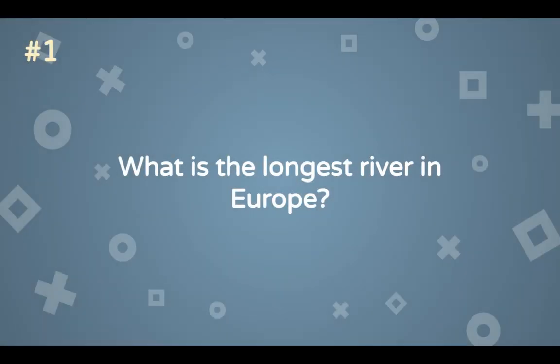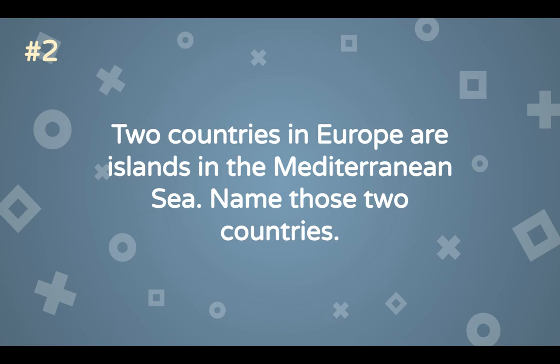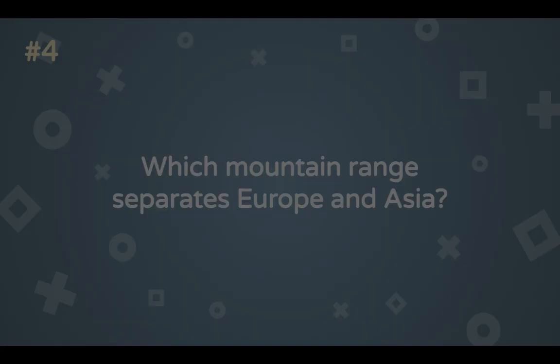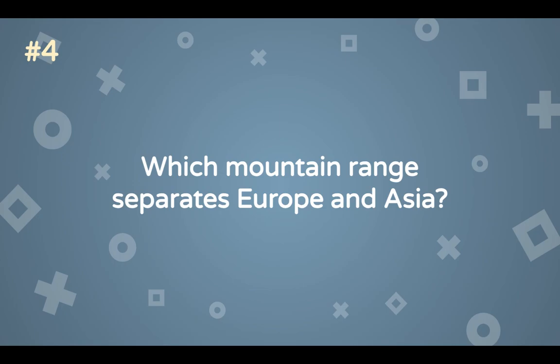Okay, here are the answers. The longest river in Europe is the Volga River. Two countries in Europe that are islands in the Mediterranean are Cyprus and Malta. Number three, highest peak in the Alps. That's in your notes. That was Mont Blanc. Number four, which mountain range separates Europe and Asia? That would be the Urals, the Ural Mountains.